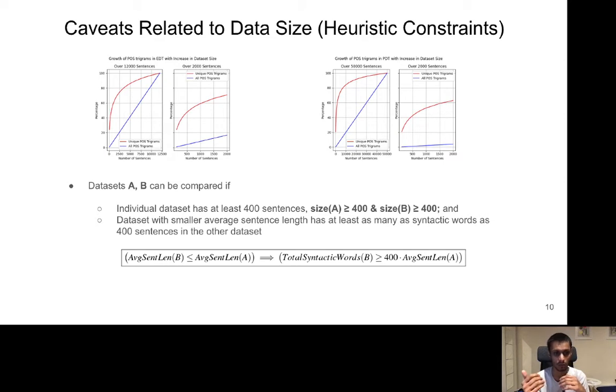Now coming back to the problem of average sentence length, let's say the average sentence length of B is less than the average sentence length of A. Then in that case, we would require that the total syntactic words in dataset B is more than or equal to 400 times the average sentence length in A. This makes sure that there is no bias when it comes to the size of the sentences, and we have almost a comparable number of total POS diagrams.